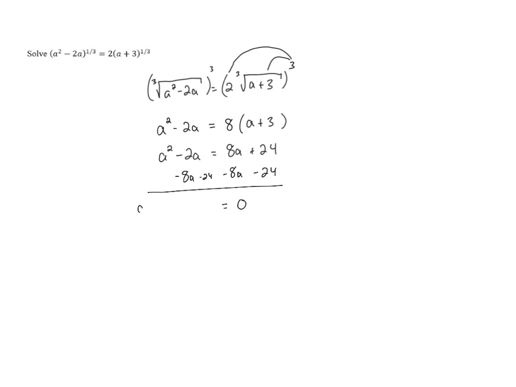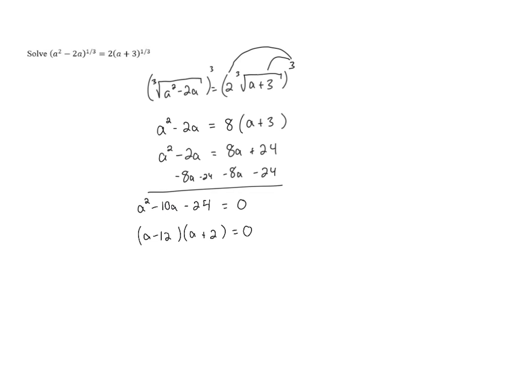And then on the left-hand side, we have a squared. Negative 2a minus 8a is going to give us negative 10a. And then we also have that negative 24. And now we can factor this by unfoiling. We need two numbers that will have a product of negative 24 and a sum of negative 10. Those numbers are negative 12 and positive 2. So this becomes a minus 12 times a plus 2 equals 0.